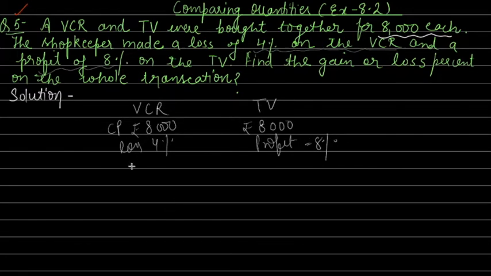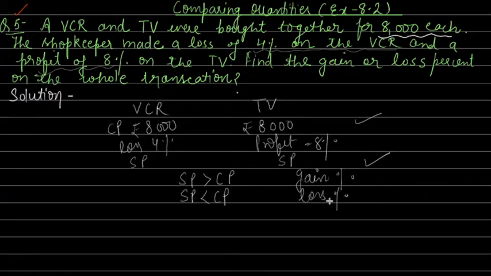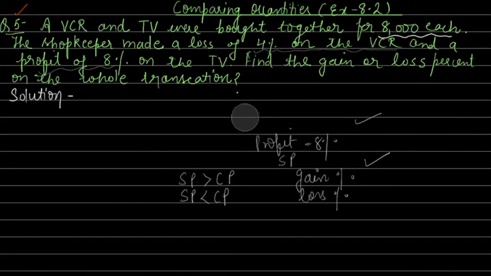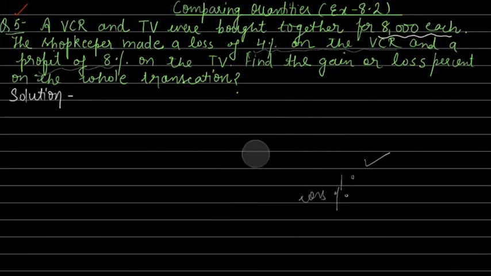So if CP is given, we need to calculate SP here, and SP here, and then we will calculate the total CP, total SP. Will compare: if SP is greater than CP, it means it's a gain, and then similarly we can calculate the gain percent. If SP will be smaller than CP, it means it's a loss, and then we will calculate the loss percent. So this is the concept of this question. Let's do it step by step.